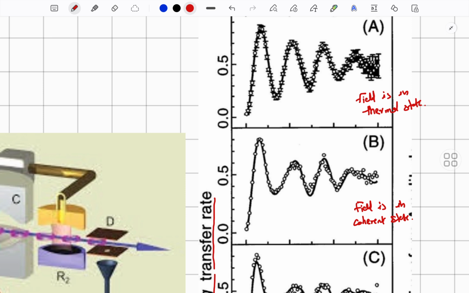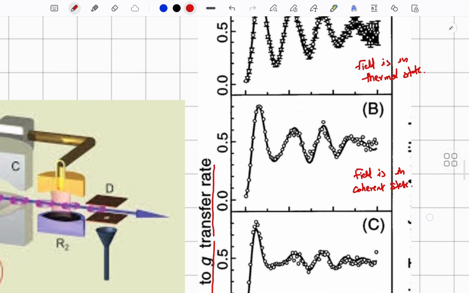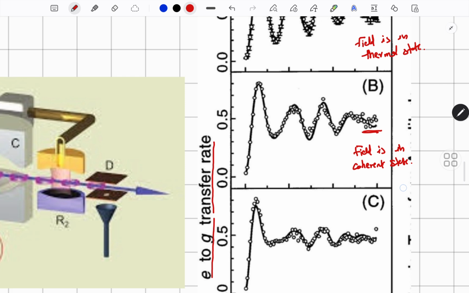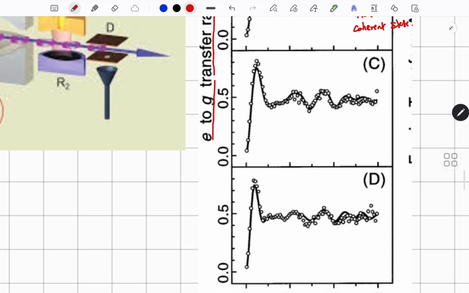And moreover, in the case of the coherent state, we already said that there is a possibility of collapse and revival. So here you can see a kind of collapse. If you look at B, there is some kind of collapse around this time. And if you look at D, you can see collapse around here, and C also collapses around here. And we have a revival time here as well.